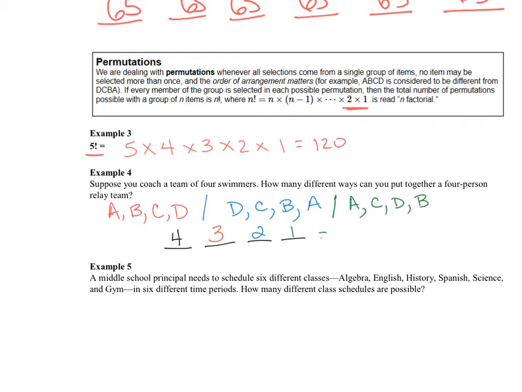And this is equal to, so how many ways can we rearrange these people into these different groups? Well, 4 times 3 times 2 times 1 is equal to 24. There are 24 different permutations for this team to swim.